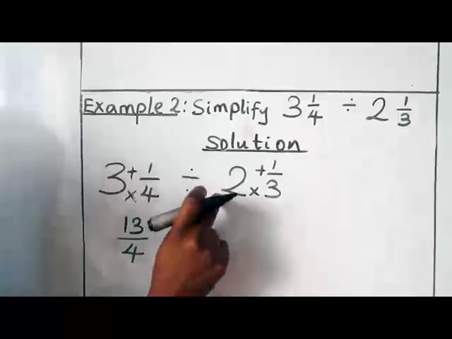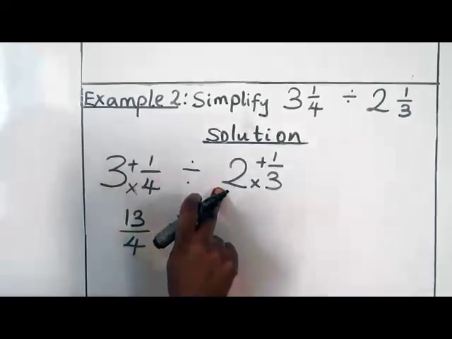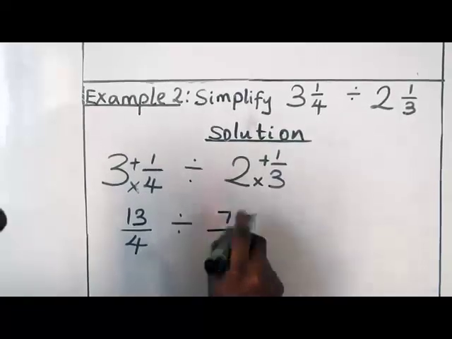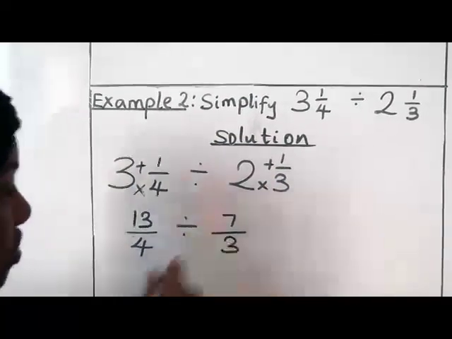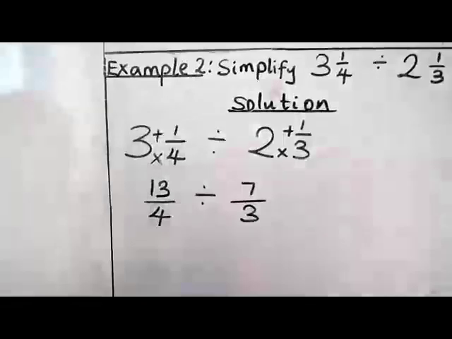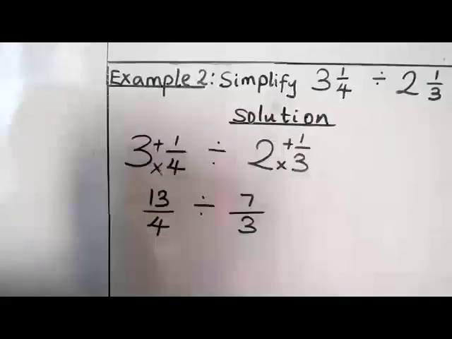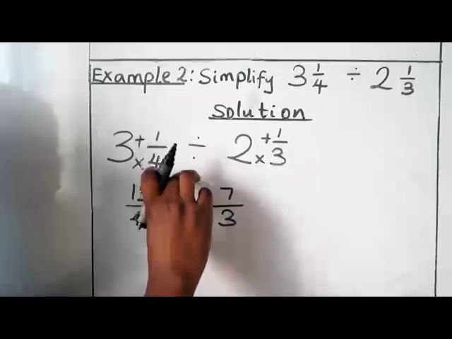3 multiplied by 2, that will give me 6. 6 plus 1, that will give me 7. 7, and you maintain your denominator, which is 3. Now, can I go ahead and divide now? No. I told you our aim in division of fractions is to change the sign to multiplication.